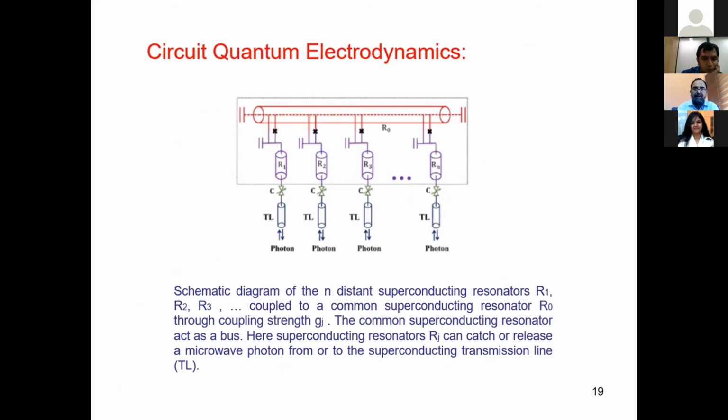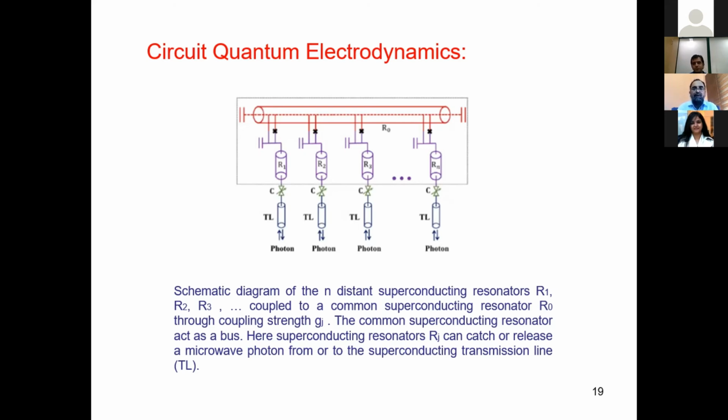And then here is superconducting resonator RJ, through which we can catch or release a photon. If we would like to have one photon in a cavity, we need to do some experiment. We need to send atoms that will emit and contribute a photon. Now, in a superconducting resonator, you must have a resonator from where you can catch. So basically, this TL is nothing but a transmission line through which we can catch or release a photon.